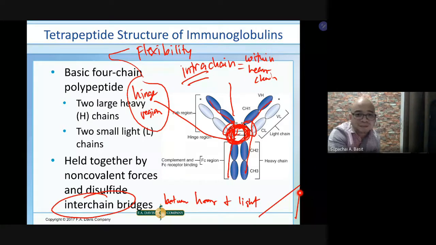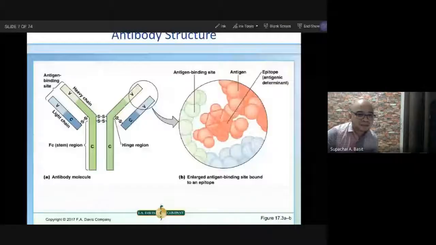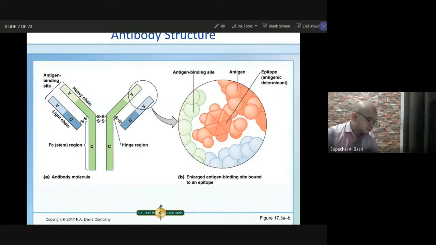So that even if the epitopes are located near to one another or far from one another, our immunoglobulin can actually adapt because of the flexibility being contributed by the hinge. The one that you can find here is actually made up of two pairs of heavy chain and two pairs of light chain.